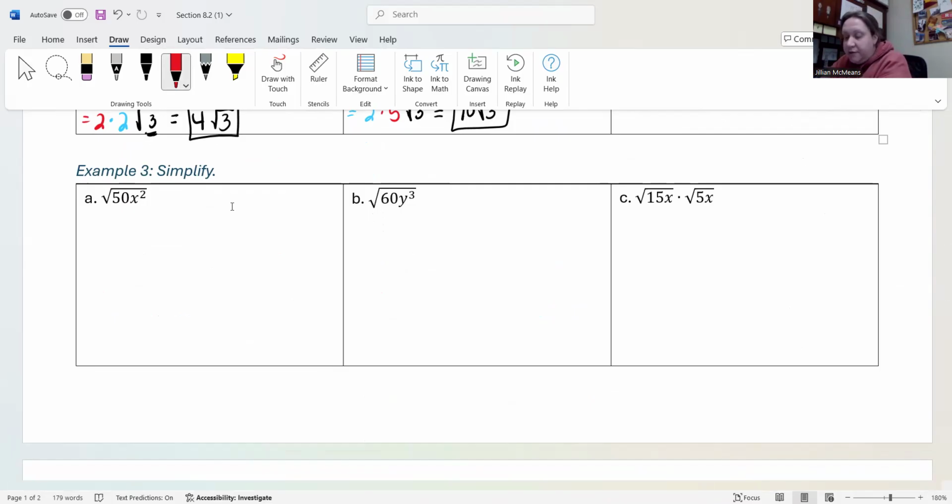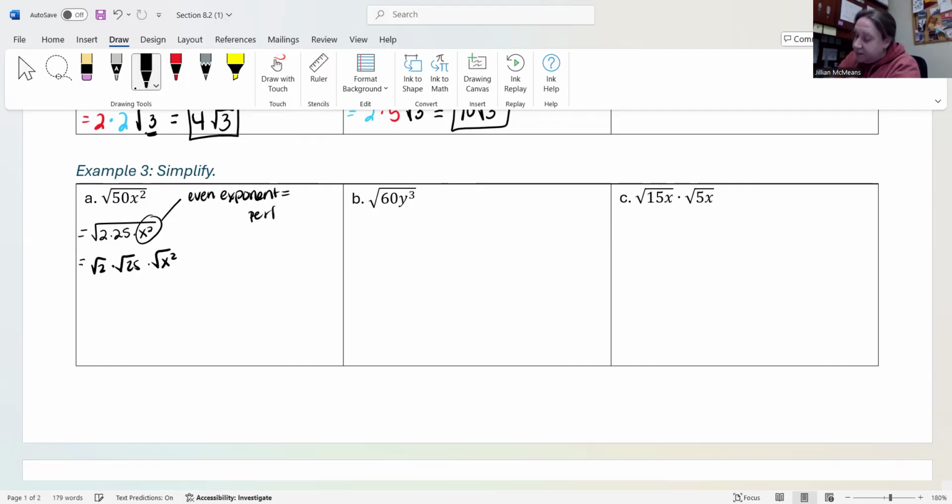So next up we have the square root of 50x squared. Hopefully with 50, you can ask, what are some perfect square factors of 50? 25 should be one of the big ones. So you could think of this as the square root of 2 times 25 times x squared. We could then use the product rule for square roots to break this down. This is the square root of 2 times the square root of 25 times the square root of x squared. And notice this has an even exponent, so it is a perfect square. I'll explain how to simplify it in just a second.